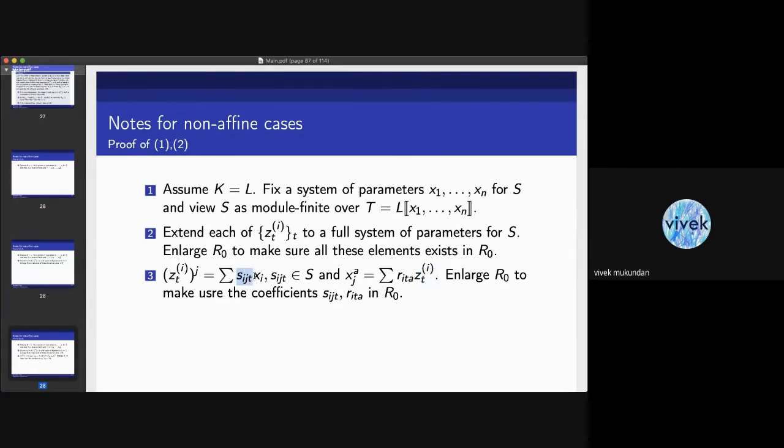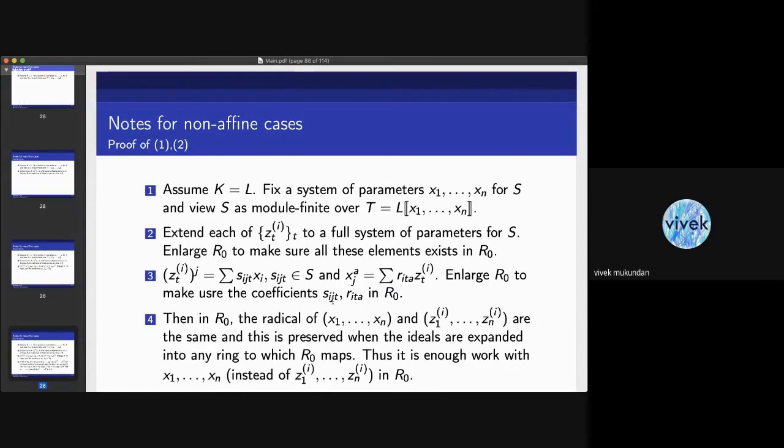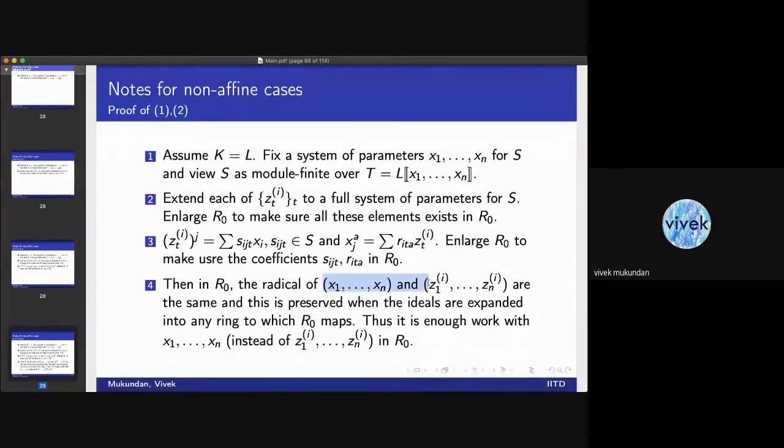So make your R naught bigger so that these coefficients actually belong to R naught. The consequence is that these equations hold true in R naught. Therefore, in R naught, the radical of x1 to xn and the ZITs are basically the same thing, are preserved. So once you expand this, it's actually enough to work with just x1 to xn rather than working with all the Zis and Xis. Just concentrate on x1 to xn.